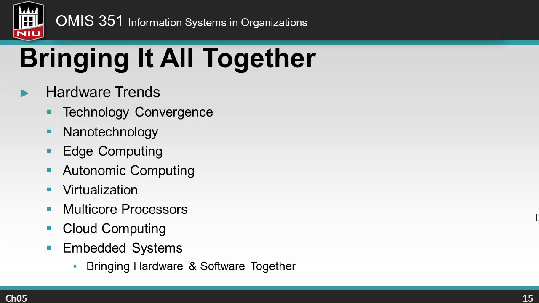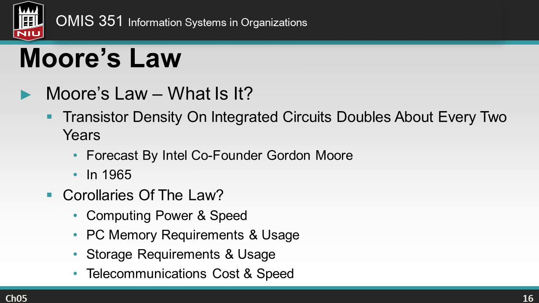Embedded systems are hardware devices with embedded software. Examples include digital watches, hybrid vehicles, and avionics. Moore's Law was created by Intel's Gordon Moore in 1965. He stated that transistor density on integrated circuits doubles about every 2 years. This law has been found to be fairly accurate.